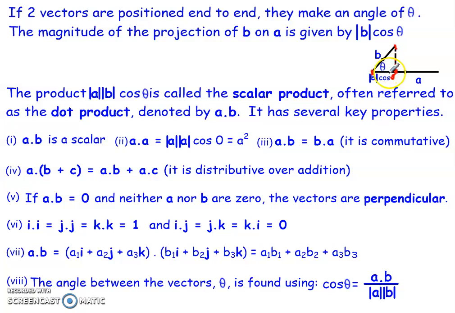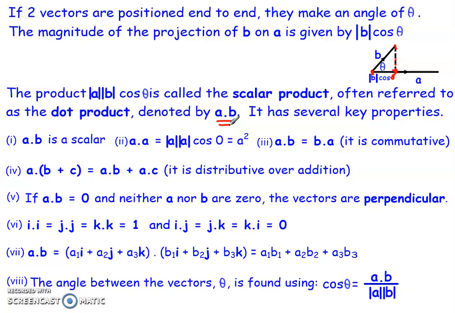So that projection there comes in handy because what I'm going to do is imagine taking the product of the magnitude of A times this part here, so times the magnitude of B cos theta. We're going to take that and define it as what's called the scalar product. Now this is often referred to as the dot product, the reason being it's denoted by A dot B. Now this has several key properties that we have to be able to utilize and remember in order to do effective calculations involving this.